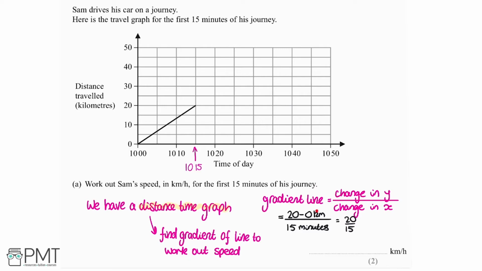However, we've got kilometres and minutes. So units here is kilometres per minute rather than kilometres an hour. We want kilometres per hour. So to do that, we're going to multiply by 60. So that gives us 20 over 15 multiplied by 60, which gives us 80 kilometres an hour, which is the final answer. So we get 1 mark here for our method, and 1 mark here for the correct answer of 80 kilometres per hour.